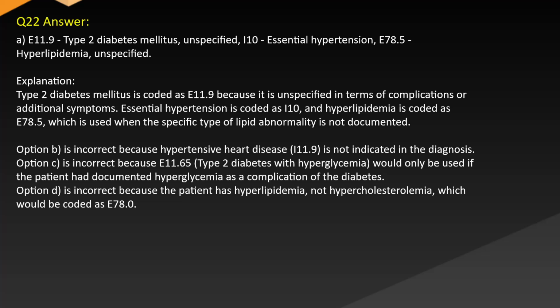lipid abnormality is not documented. Option B is incorrect because hypertensive heart disease I11.9 is not indicated in the diagnosis. Option C is incorrect because E11.649, type 2 diabetes with hypoglycemia, would only be used if the patient had documented hypoglycemia as a complication of the diabetes. Option D is incorrect because the patient has hyperlipidemia, not hypercholesterolemia, which would be coded as E78.0.